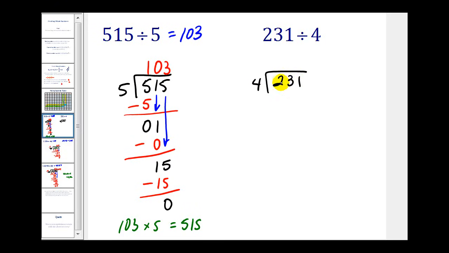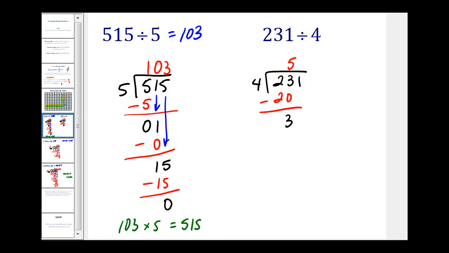So we start with the 2. There aren't any 4's in 2 because it's too small. So now we go to the next digit and consider 23. How many 4's are there in 23? Well, 5 times 4 would be 20, so let's try that. So we place the 20 below the 23 and we subtract. And as long as this result is less than 4, this 5 is correct. And 23 minus 20 is 3, which is less than 4, so that 5 is correct.